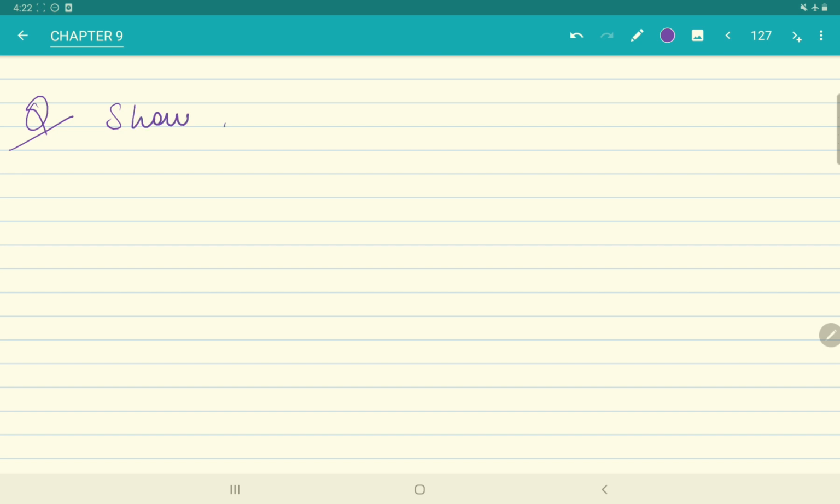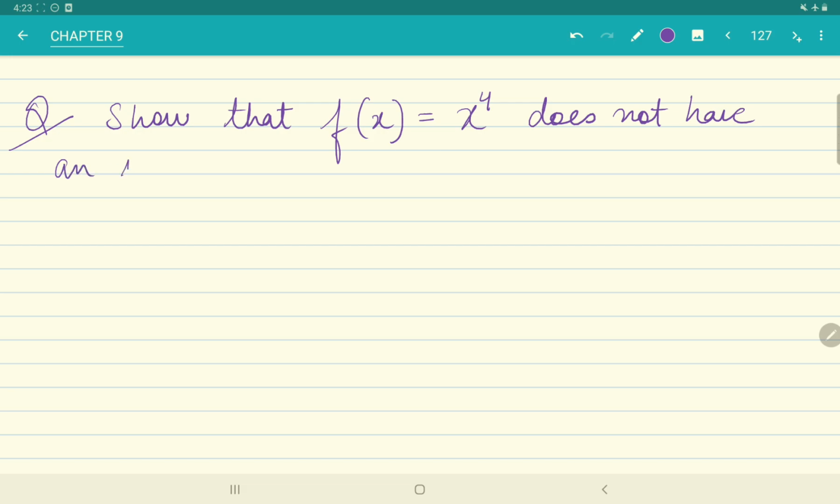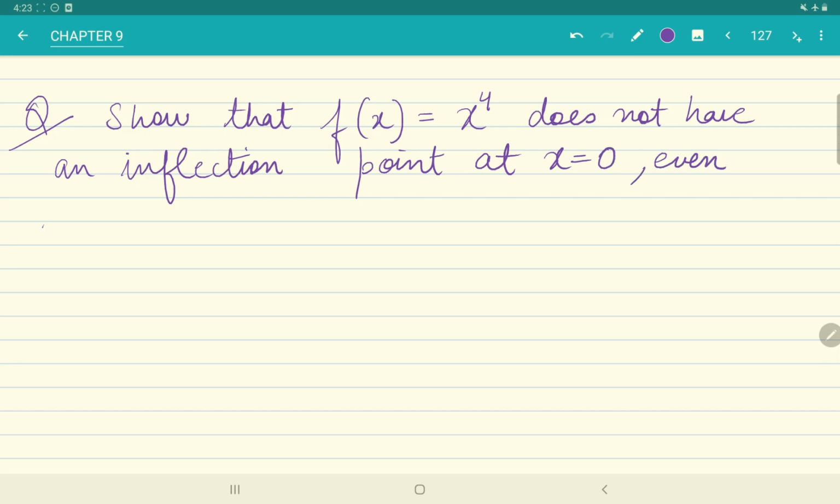Show that f of x is equal to x raised to the power 4 does not have an inflection point at x is equal to 0, even though f double prime 0 is equal to 0.